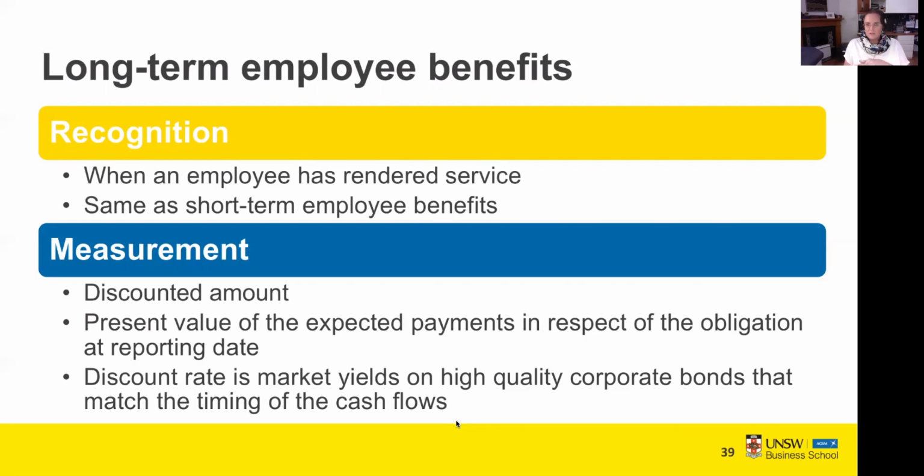If the employee is going to be entitled to take the leave in 3 years, then I use the 3-year bond rate as my discount rate. So you'll be given a whole list of different rates. You need to pick the correct one depending on how many years it is until the employee becomes entitled to take the leave.